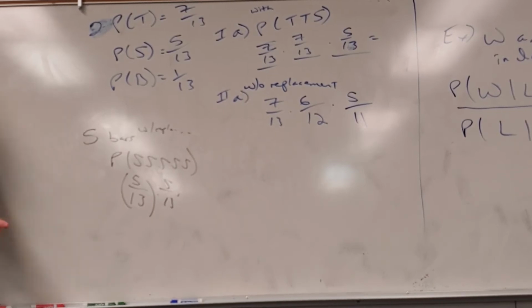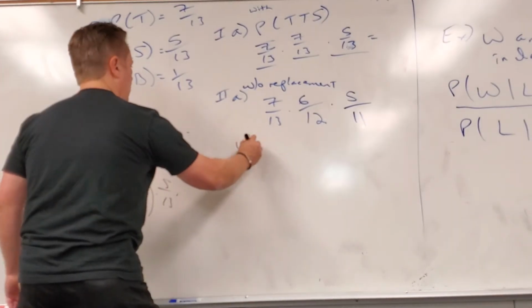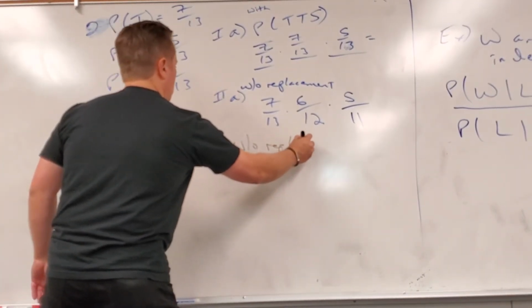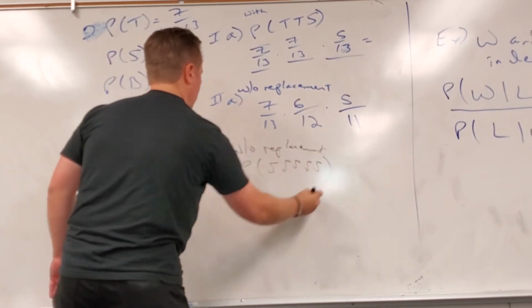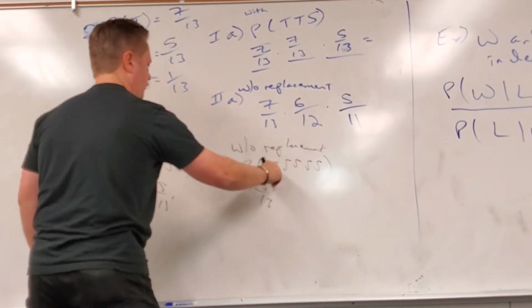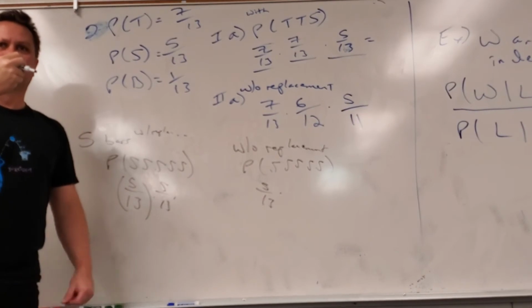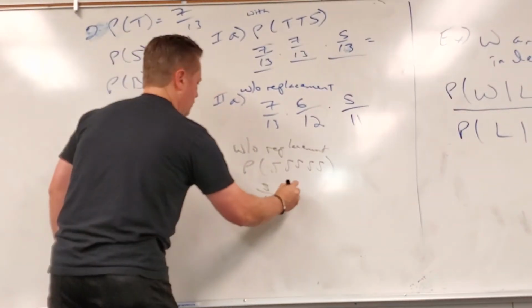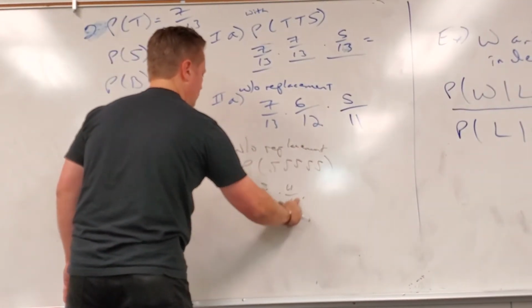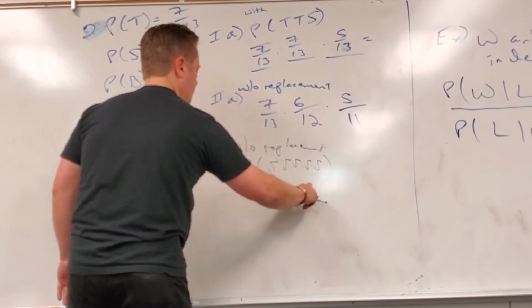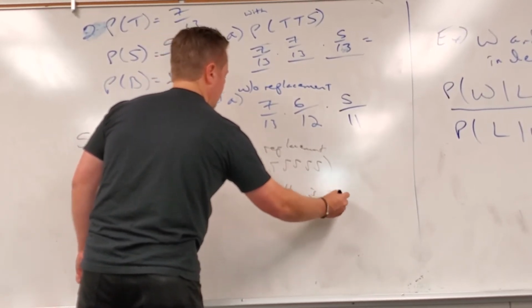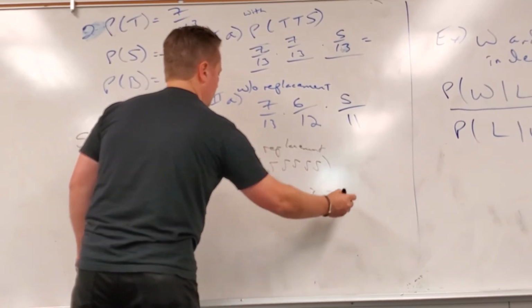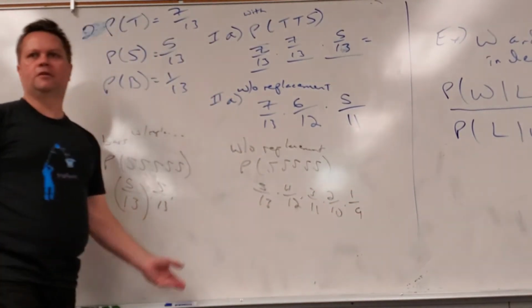If I did it without replacement, what would that be? 5 Snickers. 5 out of 13 chance for the first one, I eat it. Then 4 out of 12, I eat it. 3 out of 11, I eat it. 2 out of 10 and 1 out of 9. And then you just multiply it.